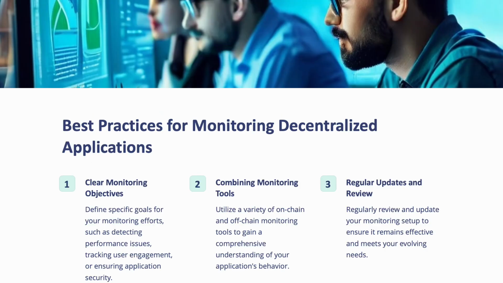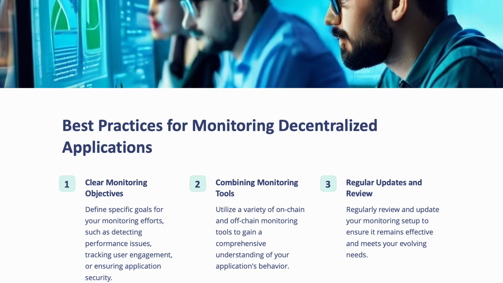Best practices for monitoring decentralized applications: clear monitoring objectives, combining monitoring tools, and regular updates and review. Set specific goals for monitoring, like tracking performance issues, user engagement, or security. The second step involves using both on-chain and off-chain tools to get a complete picture of your DApp's behavior. The third is the most important, that is, continuously review and update your monitoring setup to keep it effective as your DApp evolves.